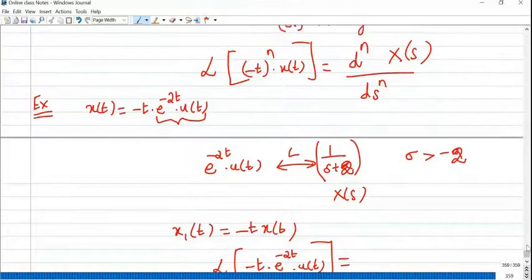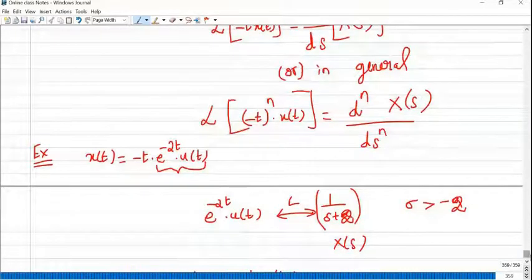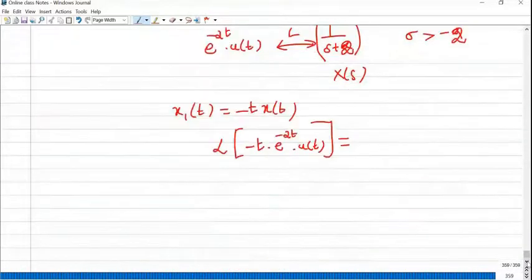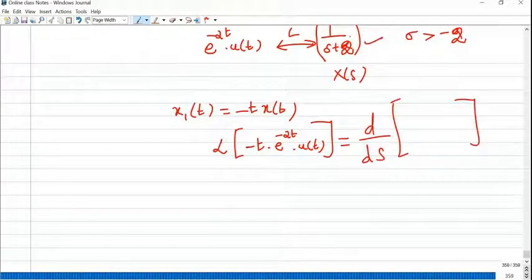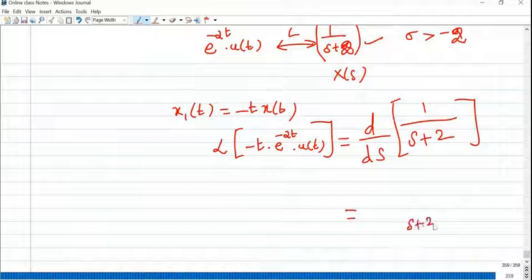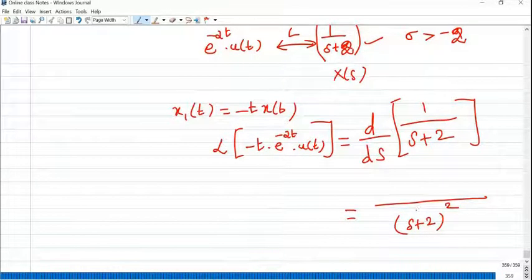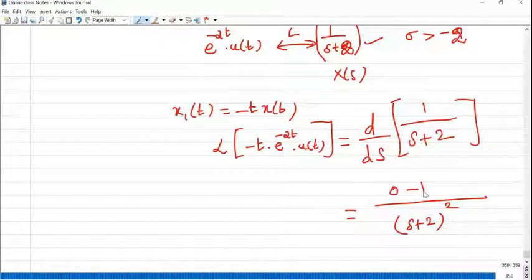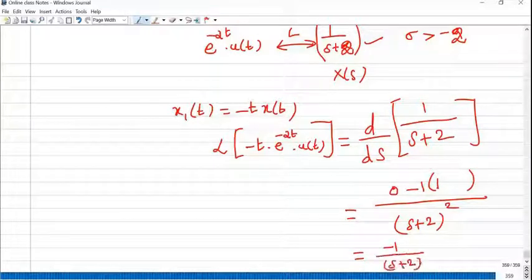d by ds of x of s. What is x of s? Already we found 1 divided by s plus 2. Okay, use the u by v formula: v square, v du minus u dv. So v is s plus 2, du is a constant, 0, minus u dv, where dv with respect to ds is 1. This is 0. So minus 1 divided by s plus 2 whole square is your result.